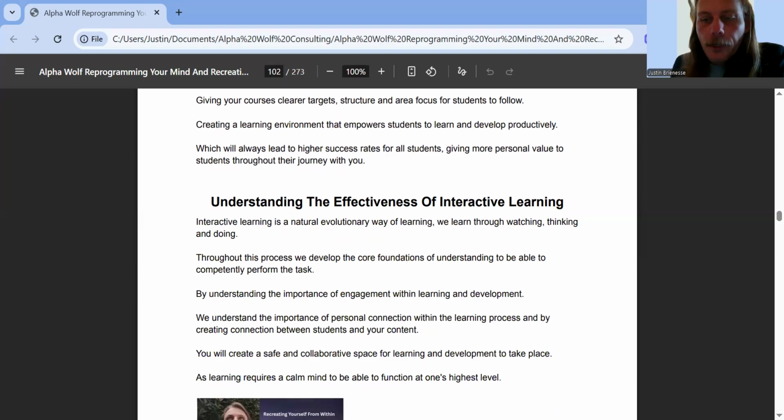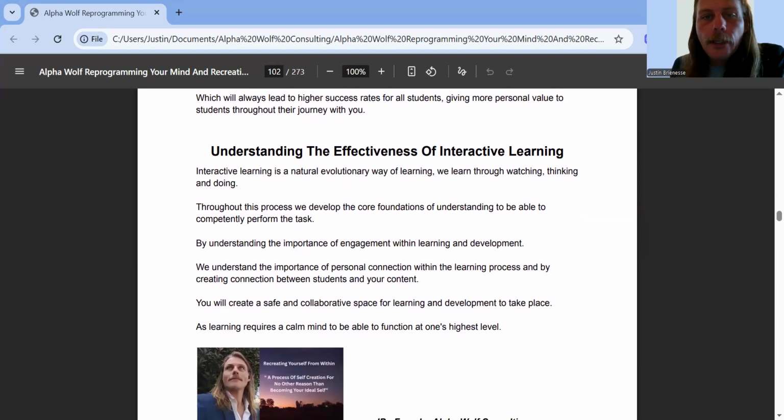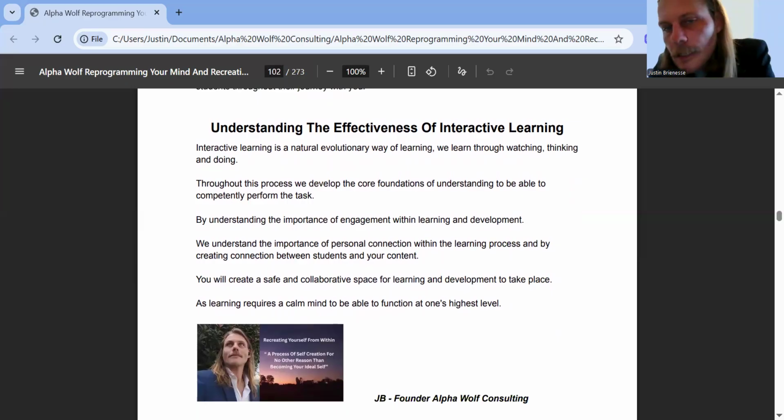So the next area we're going to cover is understanding the effectiveness of interactive learning. So, understanding the effectiveness of the interactiveness between the understanding and then the doing. Do you sort of get it?